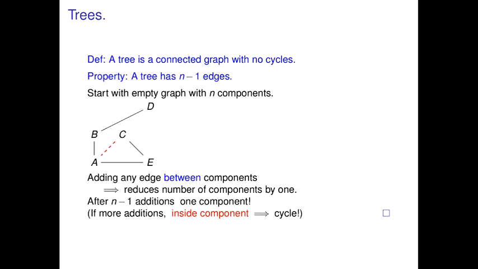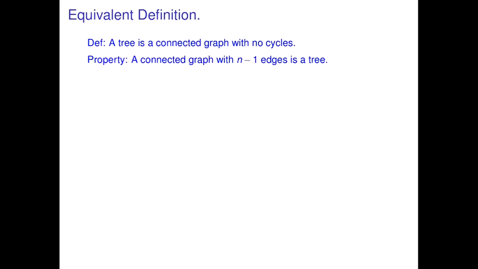Okay, so a tree is a connected graph with no cycles. Okay, so this is the definition. And a connected graph with n minus 1 edges is a tree. Okay, this is a different definition, right? Do you see the difference between the definitions? The second property doesn't mention cycles, right? But it does mention n minus 1 edges. Is that clear? Okay, so now we want to say these definitions are equivalent.